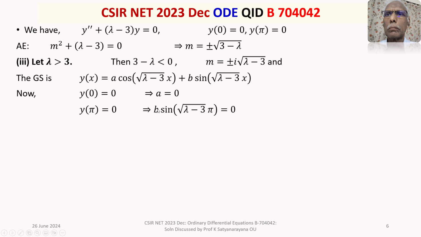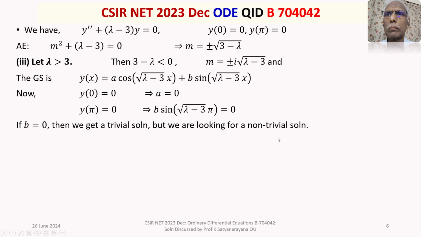And if you take b is equal to 0, then again a is equal to 0 and b is equal to 0, and you will get again a trivial solution, but we are looking for a non-trivial solution. Therefore b is not equal to 0, and thereby sine of square root of lambda minus 3 pi is equal to 0.